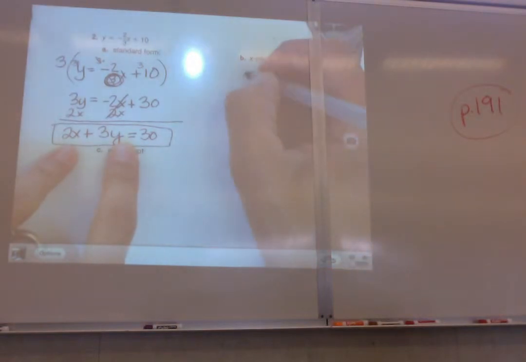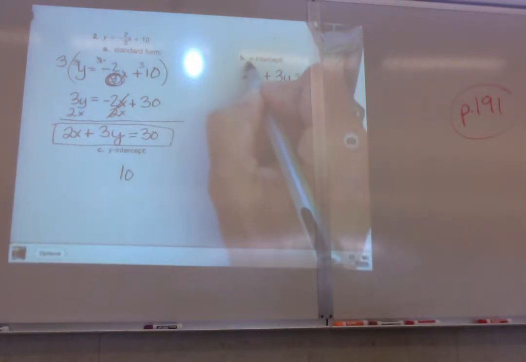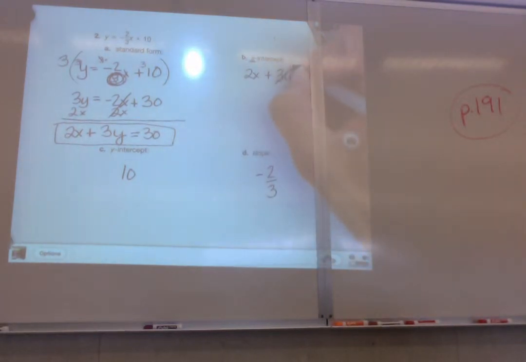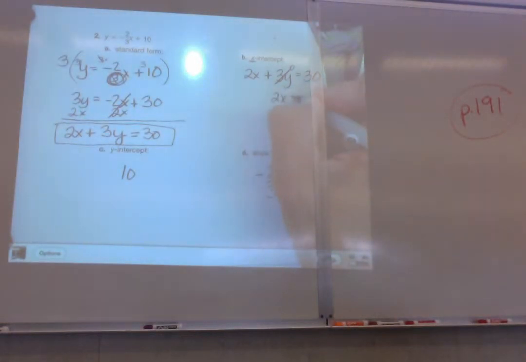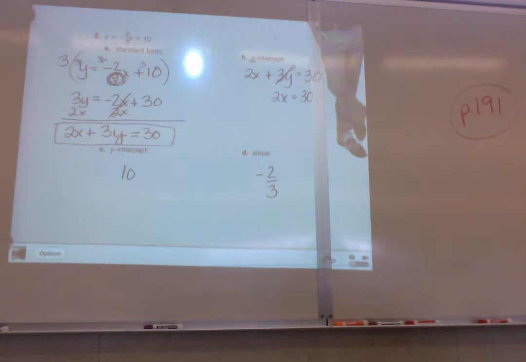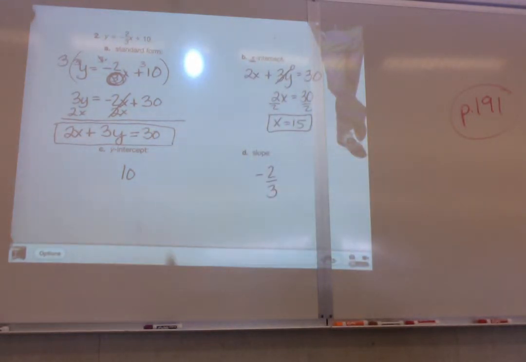Now, looking at it in this form, it's easy to find the x-intercept. If you want the x-intercept, that means you let y equal 0. 2x equals 30. Brody, what do I have to do as a last step? Divide. Thank you. Divide by 2, x equals 15. This is a spot where that line will cross the x-axis. Y-intercept is where it's going to cross the y-axis. Here's where it's going to cross the x-axis.